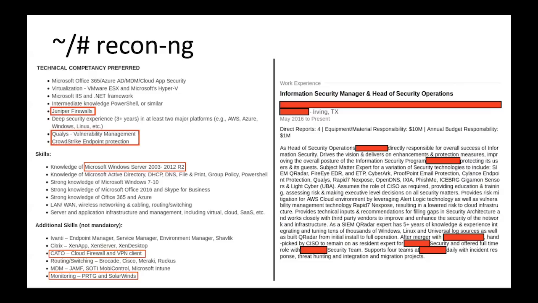This right here is an information security manager, head of security operations. This resume was valid as of 2 days ago. And he says at this place, he had a $1 million annual budget, and he specifically ran QRadar, FireEye EDR. He has CyberArk, Proofpoint email protection. That's a good one. Rapid7, Nexpose, and Qualys, so I can maybe run Nessus and find things that he didn't find. So Cylance Endpoint and a couple other things. So now I kind of know what sort of things are protecting him, and I haven't even touched any of his stuff. This is passive reconnaissance. This is OSINT.